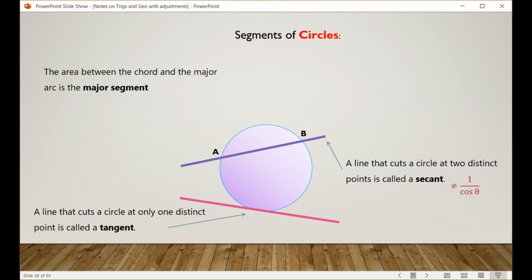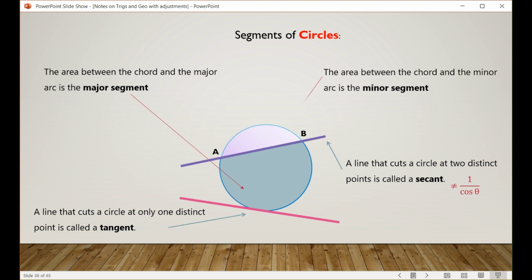The area between the chord and the major arc, as we highlighted here, is the major segment, while the area between the chord and the minor arc is the minor segment.